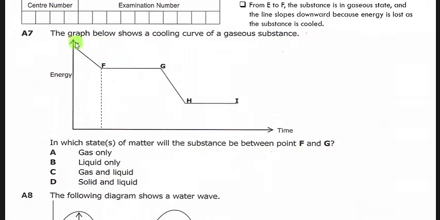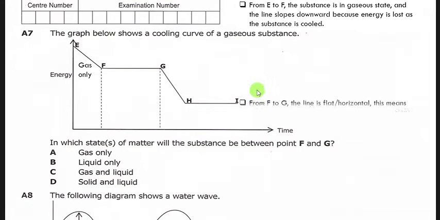Now during this E to F, we are saying the substance is in gaseous state and the line slopes downwards because energy is lost as the substance is cooled. That's the fact here. So here we have gaseous only. That's how it is. All right. Then next we draw another line, at this time where the graph again is dropping.